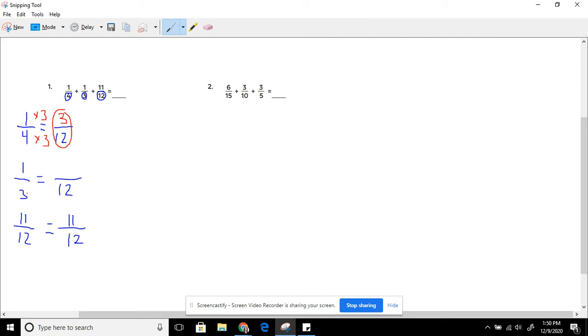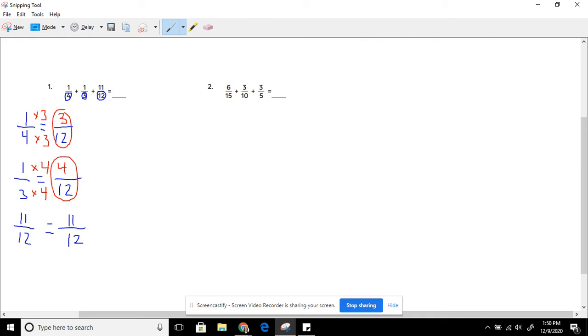Let's look at 1/3. How do I get from 3 to 12? Okay, well, I can do 3 times 4 and get 12. Whatever I do to my denominator, I must do to my numerator. Since I multiplied my denominator by 4, I must multiply my numerator by 4. 1 times 4 is 4. Here's my second equivalent fraction. 1/3 is equal to 4/12.